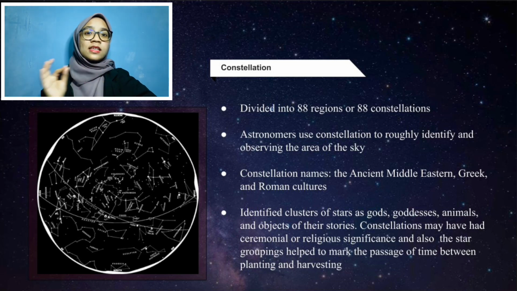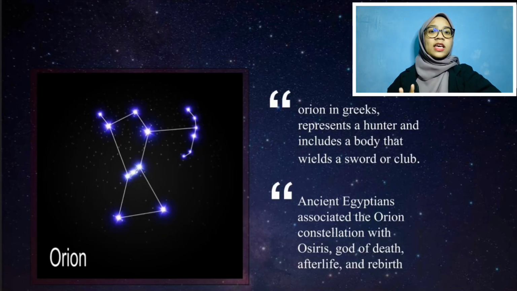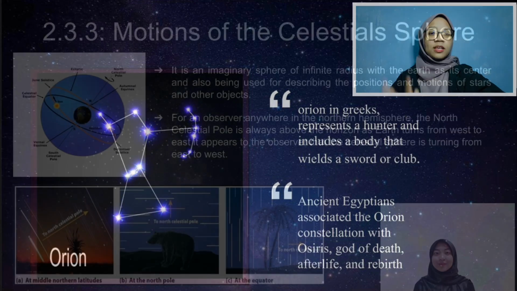In other cases, the star grouping helped to mark the passage of time between planting and harvesting, such as Orion. To the Greeks, it represented a hunter and includes a body that wields a sword or club. But ancient Egypt associated Orion's constellation with Osiris, god of death, afterlife, and rebirth.